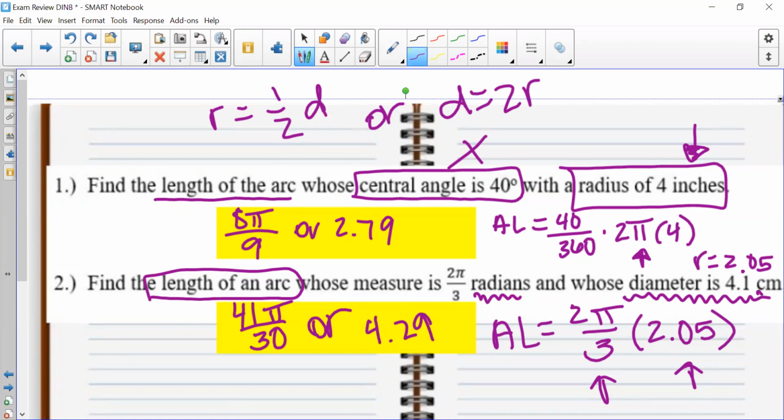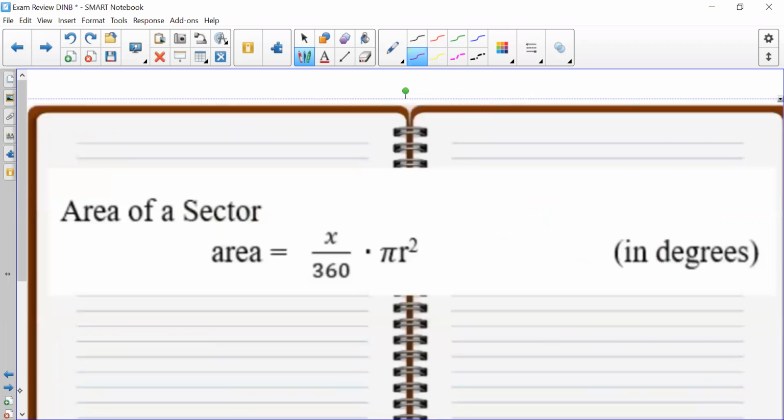And this one was in centimeters, so these would both represent centimeters, since that's what the radius or the diameter was in. Okay. All right, the next formula there is the area of a sector.